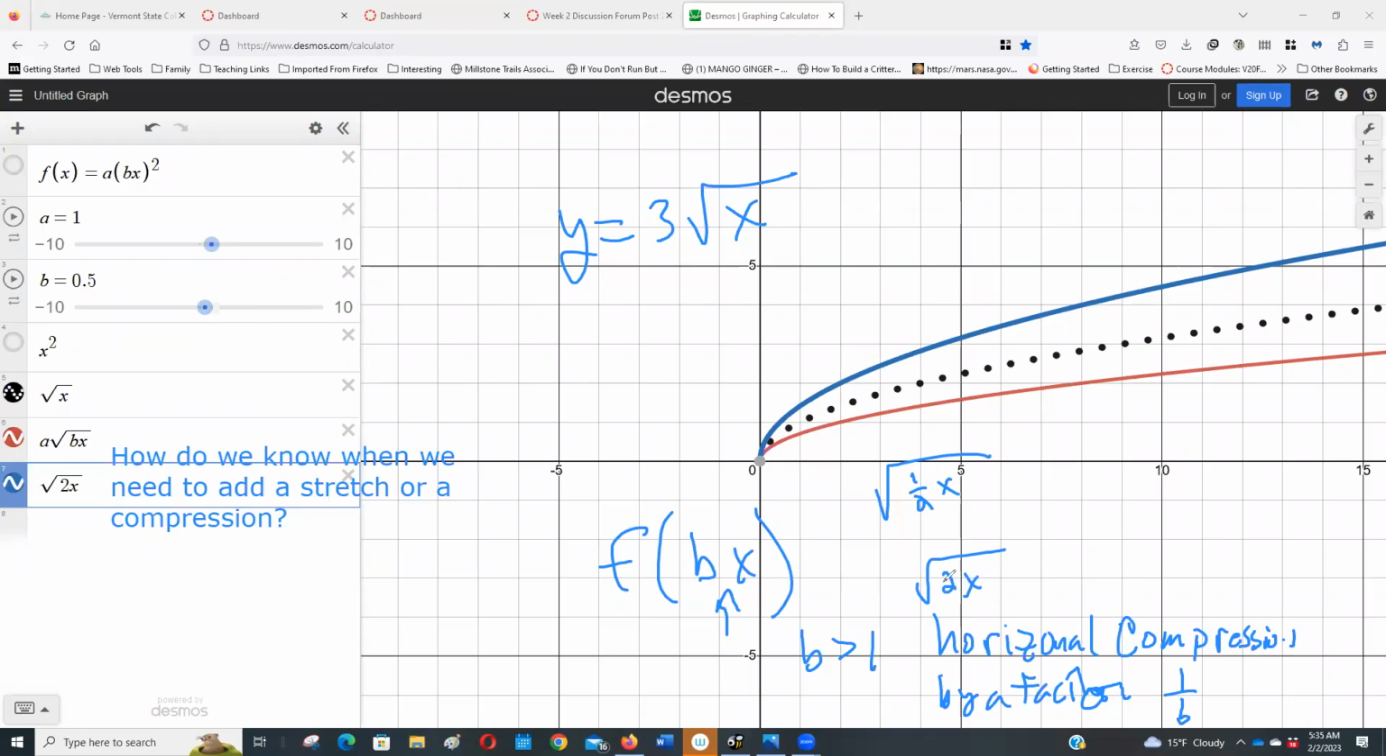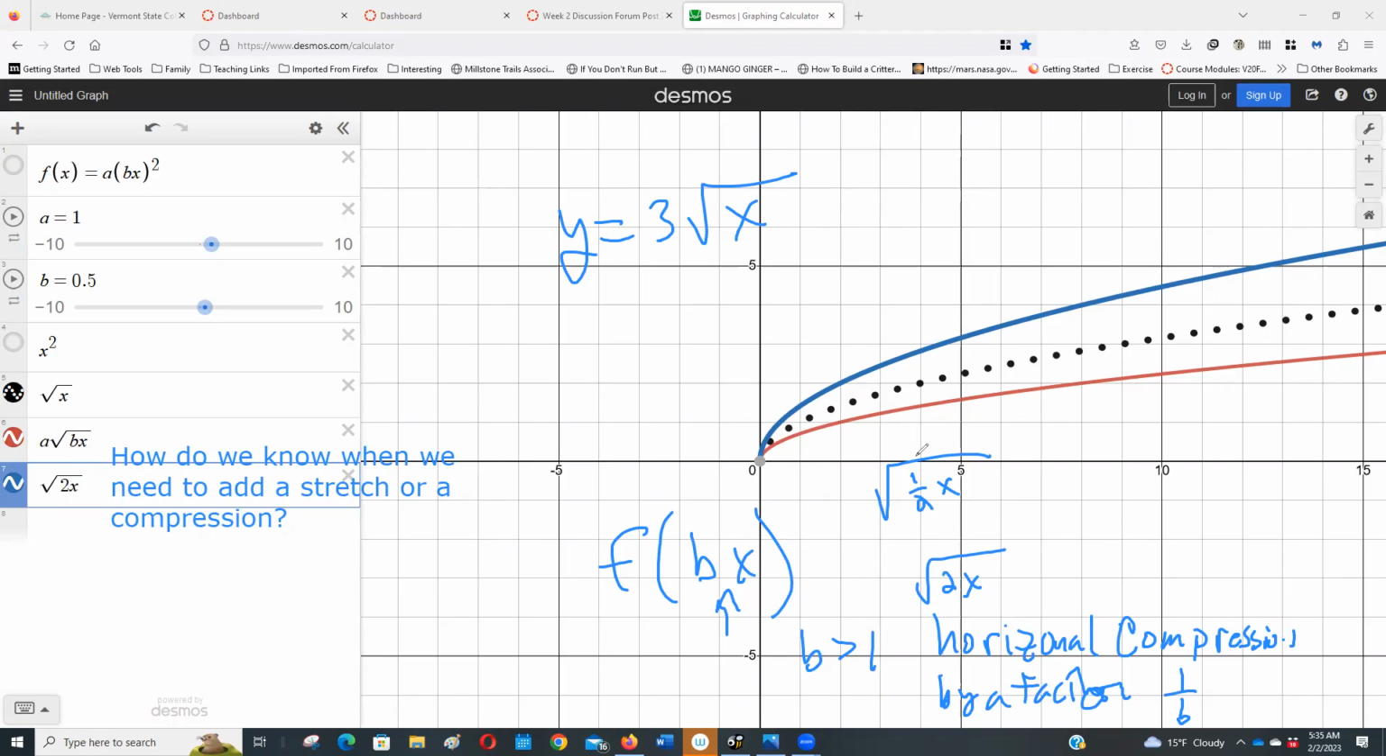So the original question was, how do I know when I have a stretch or compression? Well, these are the things you've got to do. Think about what the base function looks like, and then what the transformed function looks like, and then ask yourself what's happening to the y values. And if it's taking longer, or if it's growing faster, you can talk about it as a vertical stretch or horizontal compression, depending on what they're looking for.